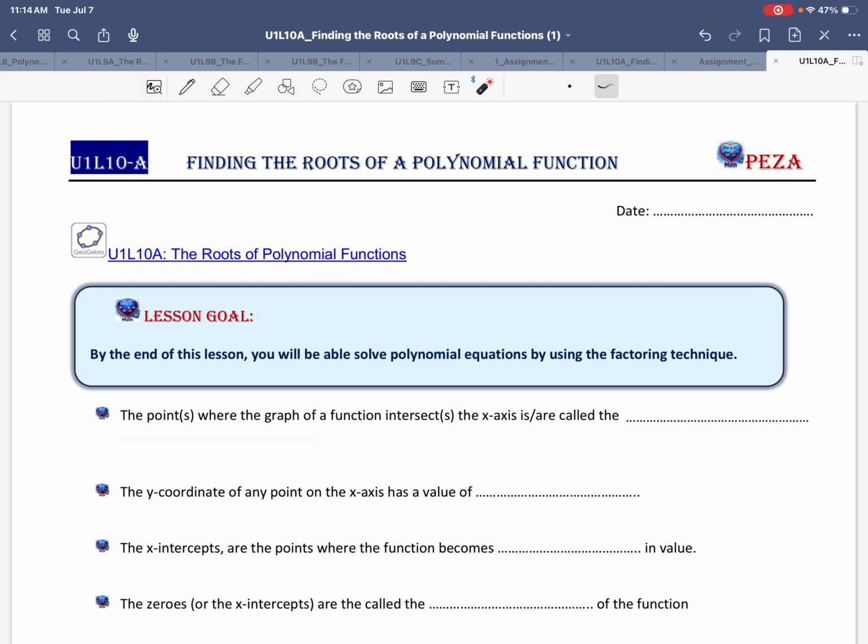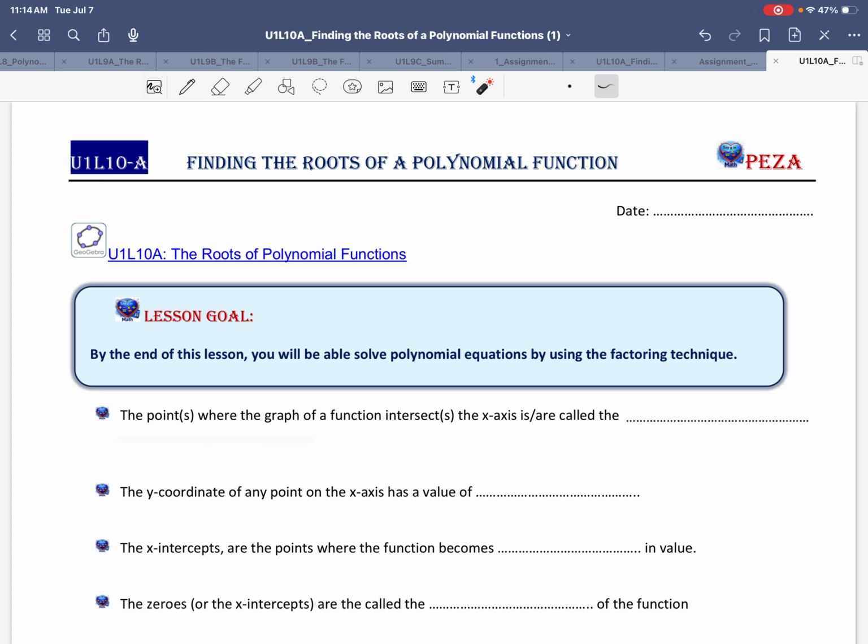Today, we are going to learn how to determine the roots of a polynomial function. You'll probably find this lesson a little shorter and more straightforward because the concept itself is not entirely new. We have already learned how to find the roots of quadratic or second degree polynomial functions, and the overall process for higher degree polynomial functions is very similar.